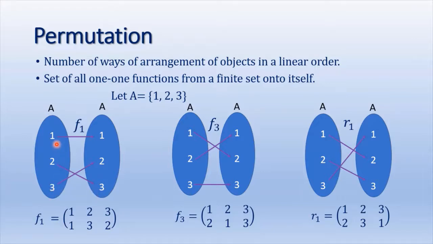So the first element has 3 options, the second element has 2 options and the third element has only 1 option. So totally 3 into 2 into 1, we will have 6 ways of these one-to-one onto functions. That is the 6 ways of arranging the objects in a linear order.